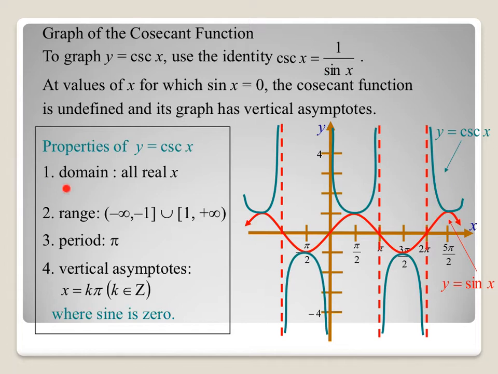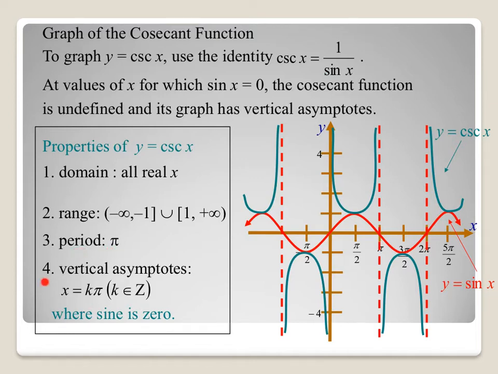The domain is going to be all real numbers, which is the same for the sine and the cosine curve. The range is going to be going from -1 to negative infinity, and then from 1 to positive infinity. So it's kind of the opposite of the sine. And the period, in this case, is actually only pi. It's a little bit shorter.